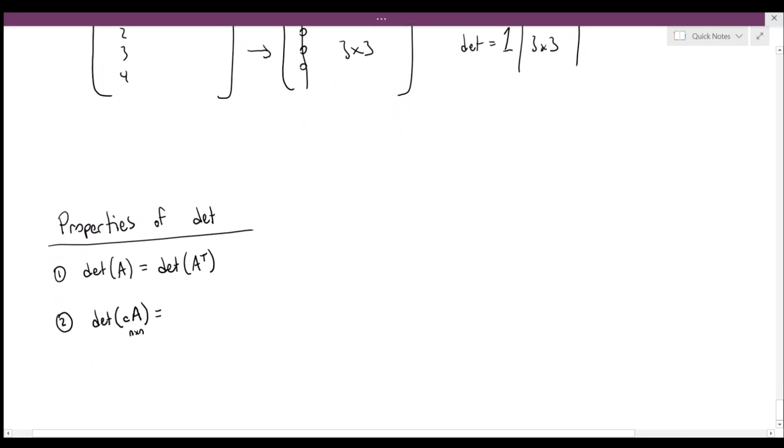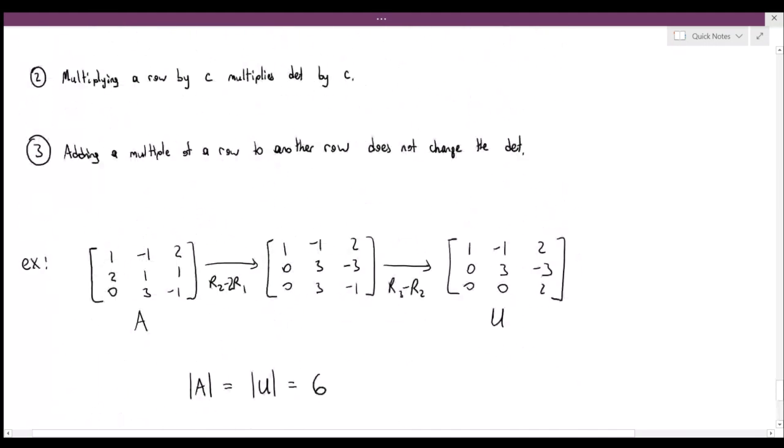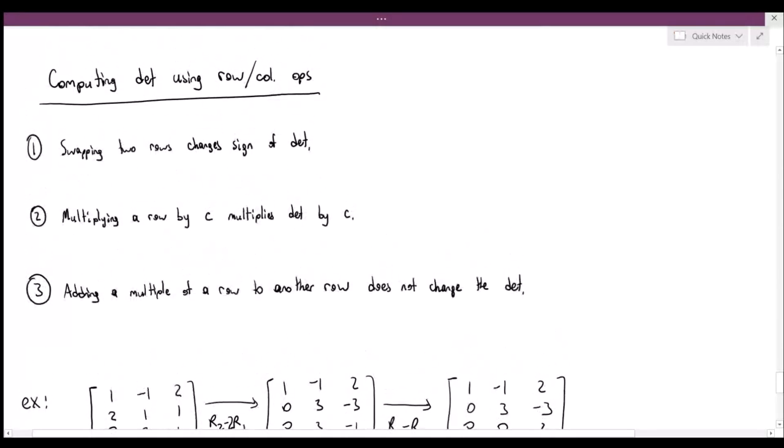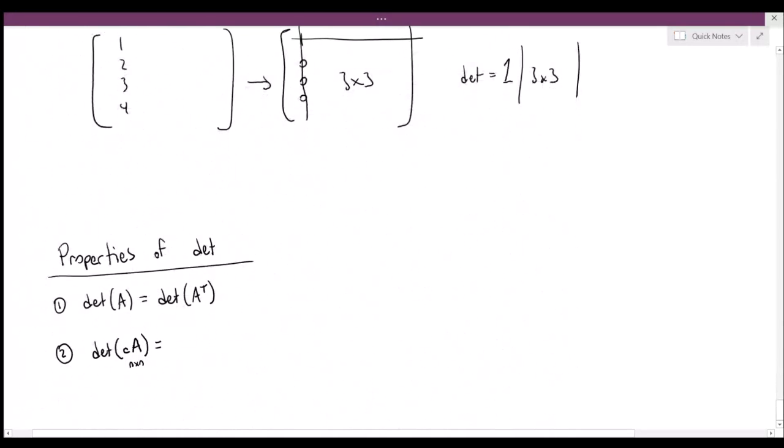So if A is, say, size n by n, so you multiplied all n rows by C. So each of those would have multiplied the determinant by a C. So since you did it n times, you're going to have a total factor of C to the n times the determinant of A.